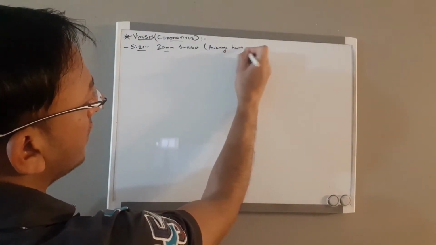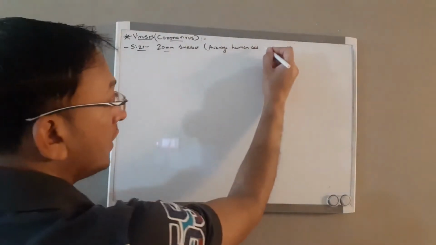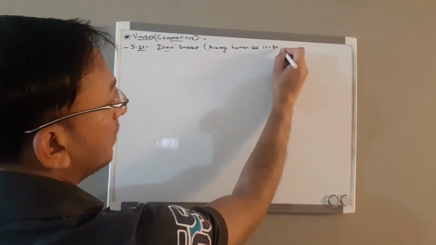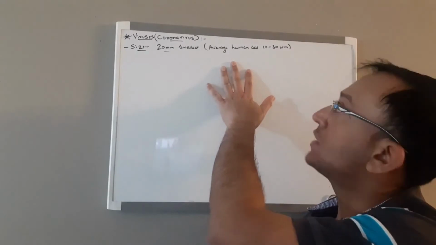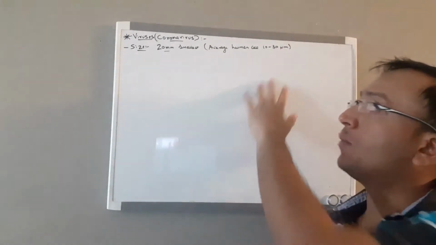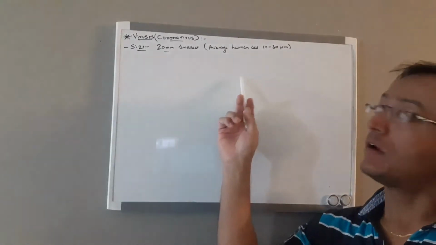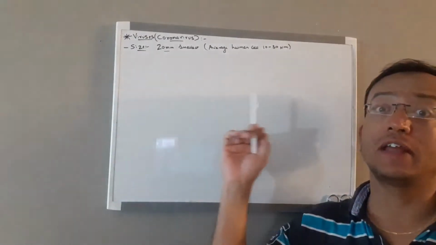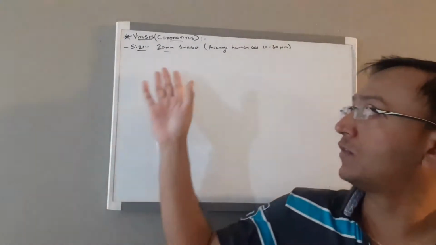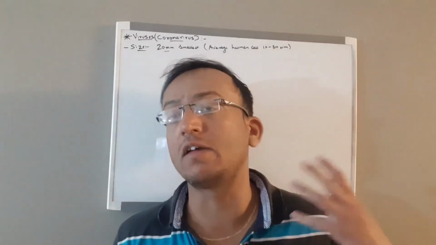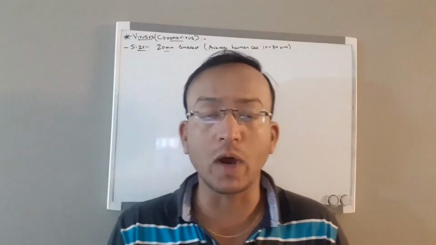average human cell diameter is 10 to 30 micrometers in diameter. Right, so that means the average human cell is 10 to 30 micrometers. That means cells are 100 to 1000 times larger than the viruses that are infecting the cells, right? The smallest virus is 20 nanometers, and there are different kinds: there are 100 nanometer viruses, there are 1000 nanometer viruses, right?